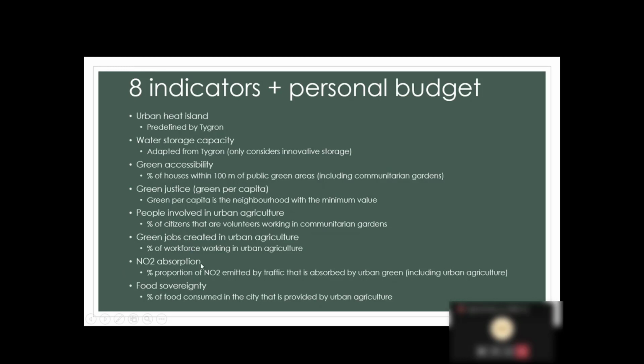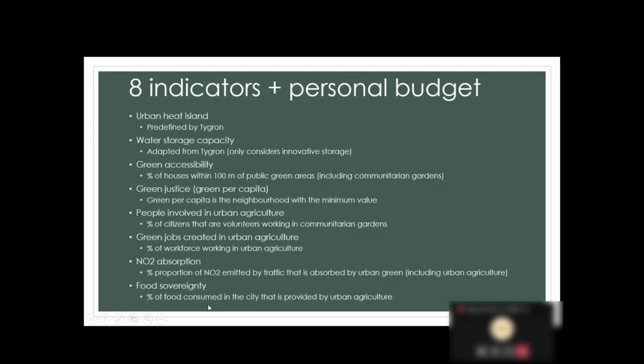NO2 absorption, which takes advantage of the NO2 indicator already calculated in Tygron regarding NO2 emissions by traffic cars, by traffic intensity. This is not quite definite because I'm having problems with defining it, but the idea is calculating the NO2 that is absorbed by urban green and the NO2 that is emitted by traffic, and knowing the proportion between the NO2 absorbed and the NO2 emitted. I'm in contact with some people in ICRA who are experts in this field, so we are trying to figure out how to calculate it.